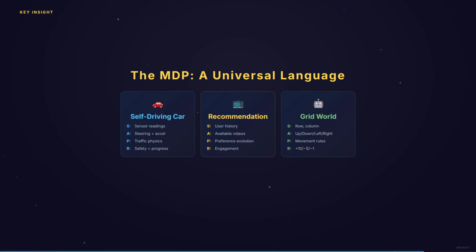Once you see the pattern, you see it everywhere. Every problem with states, actions, and rewards, from games to robotics to finance to healthcare, fits into this one framework. The MDP doesn't care about the domain. It only cares about the structure.